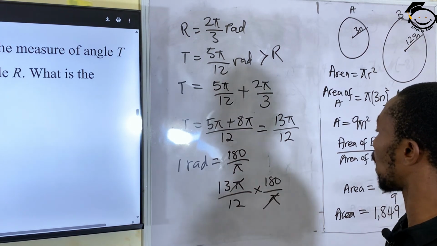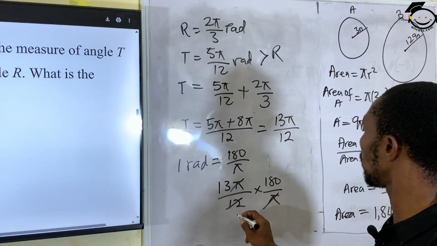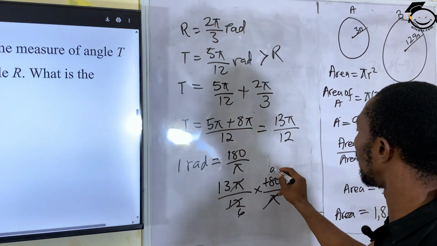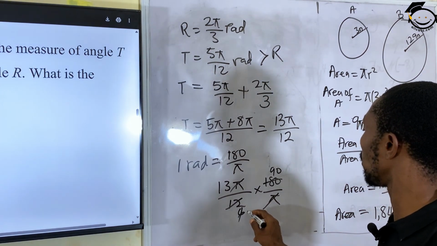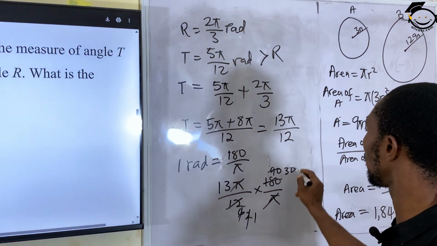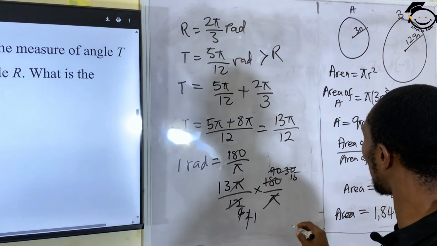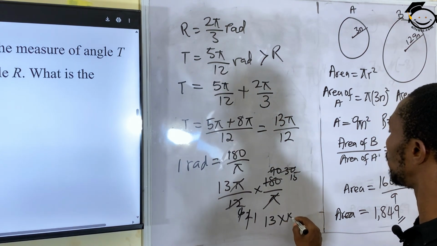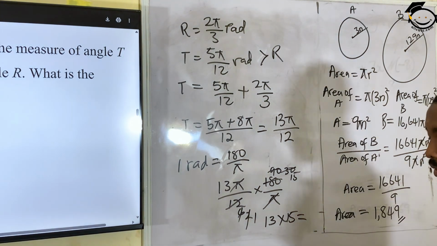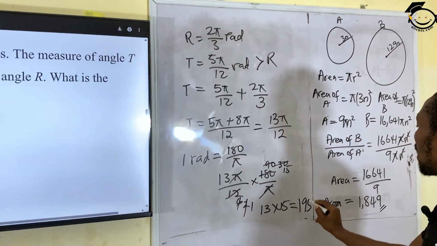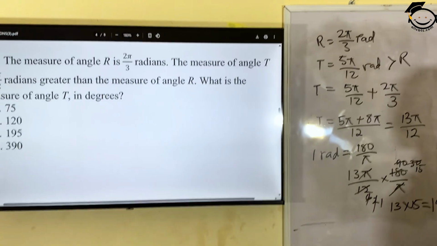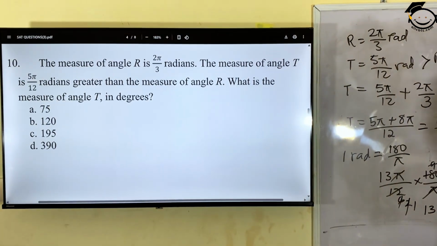Now, pi will cancel pi. 12 divided by 2 gives us 6, 180 divided by 2 gives us 90. 6 divided by 3 gives us 2, 90 divided by 3 gives us 30. Then dividing by 2 again gives 1 and 15. So we are having 13 times 15, which will give us 195 degrees. So the angle T in degrees is 195 degrees.